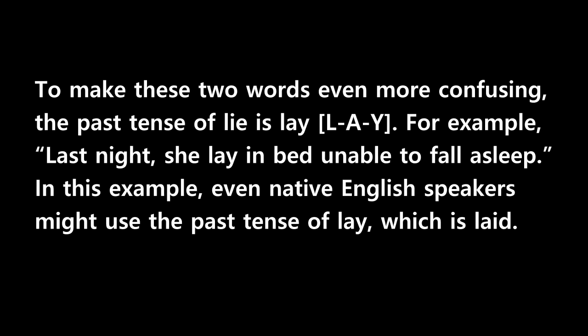To make these two words even more confusing, the past tense of lie is lay, L-A-Y. For example, last night she lay in bed unable to fall asleep. In this example, even native English speakers might use the past tense of lay, which is laid. Listen to this famous song by Simon and Garfunkel. In this example, they are using the transitive verb lay followed by the direct object me.